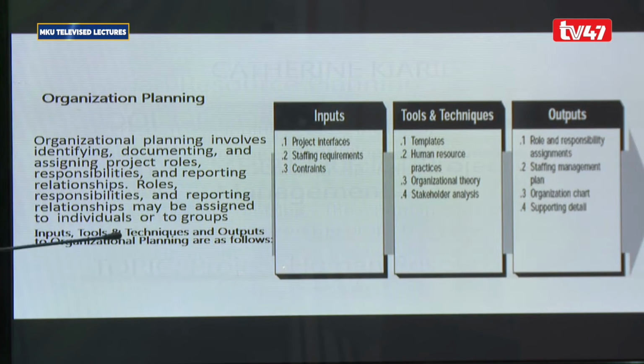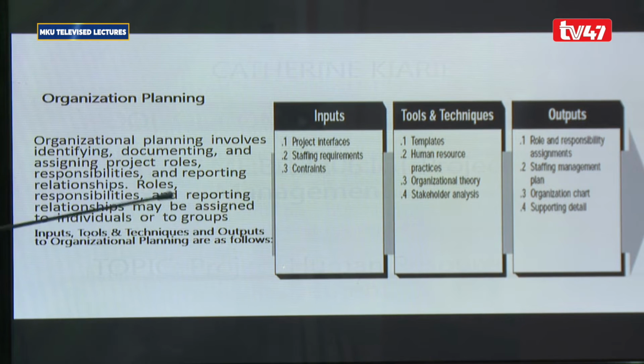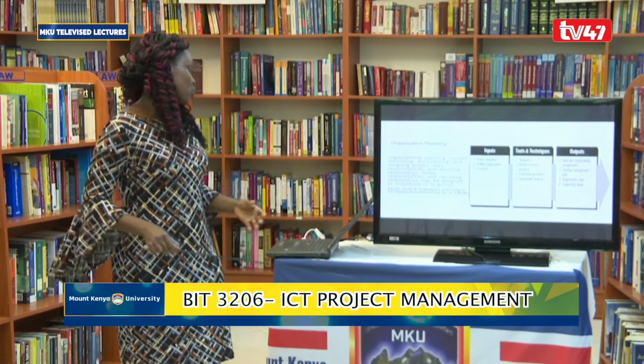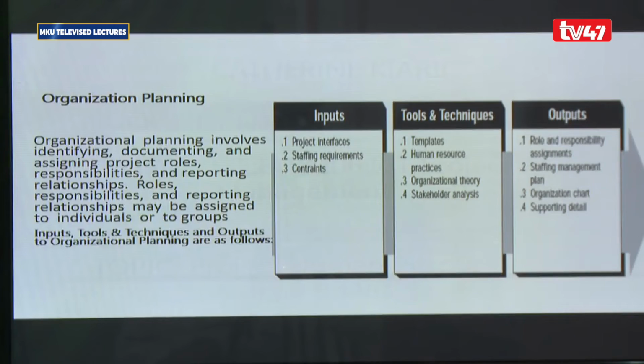Basically we need to look at what organizational planning is. What do we need as an input to organizational planning? What are the tools and techniques that can help us when carrying out organizational planning? And when you carry out organizational planning, what will be your output? Organizational planning involves identifying, documenting, and assigning project roles, responsibilities, and reporting relationships that you are going to assign to individuals or to different groups.